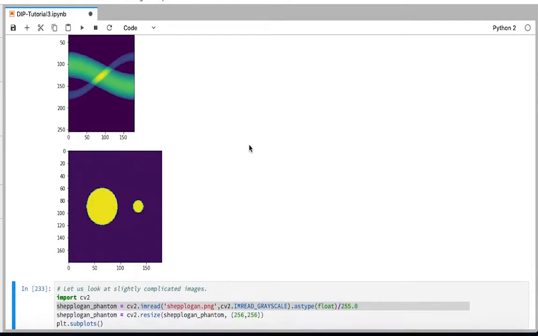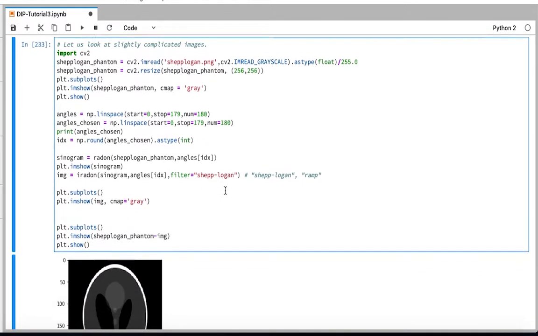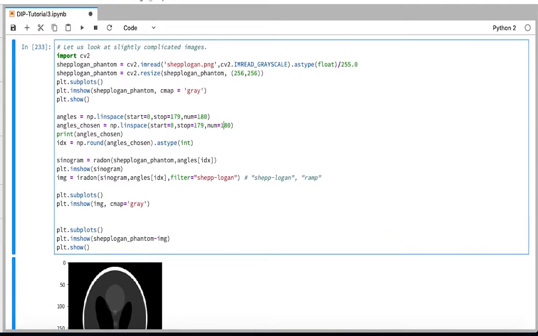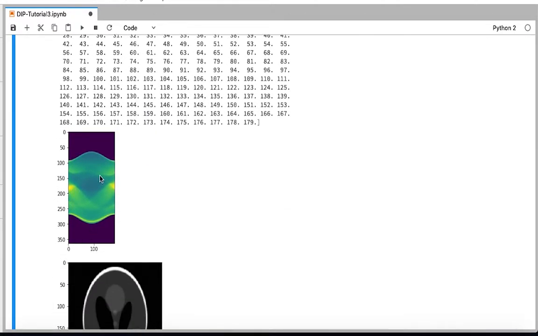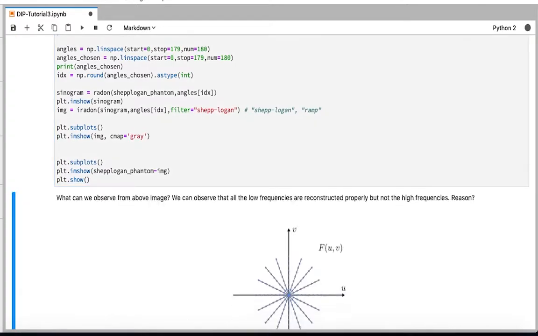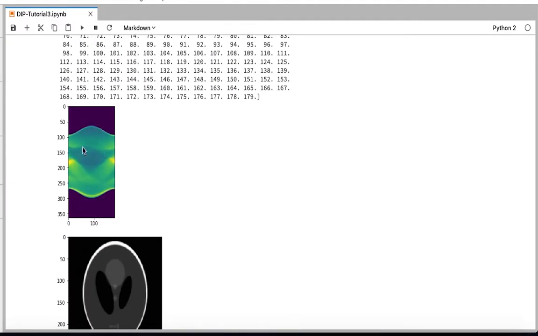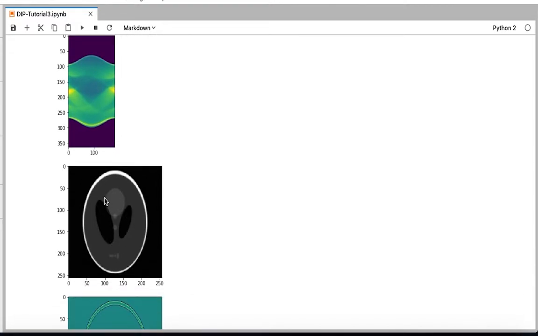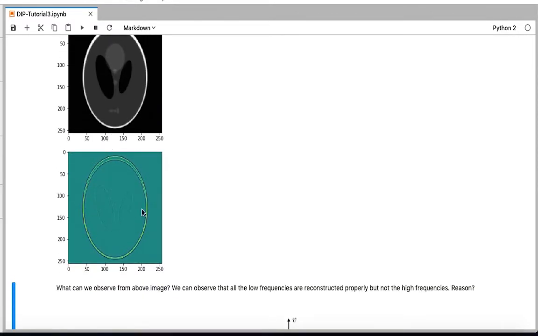Okay, so I'll also come to this later. I'm taking a slightly more complicated phantom. It's called the Shepp-Logan phantom, and I'm just reading it and doing the projections from all the angles. So let's run it. Okay, so this is the sinogram of this phantom, and this is the reconstructed one, which looks close, but it's not exactly the same, and you see that you have such an error.